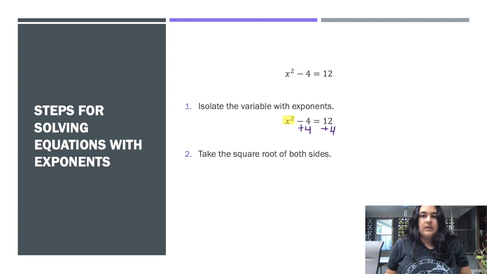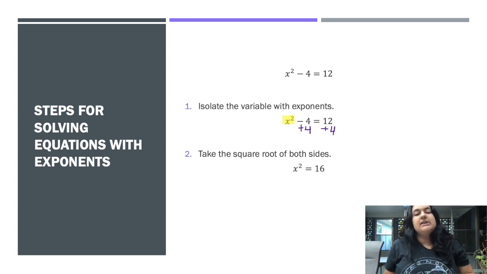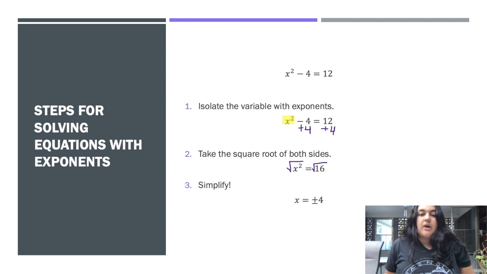So I'm going to take the square root of both sides, and again, like I said, it was x squared is equal to 16, and I have to take the square root now. So the square root of x squared would cancel and just leave me with x, and then the square root of 16, which we know is going to be 4. Again, we cannot forget, our third step is to simplify, our plus or minus sign. That is critical.